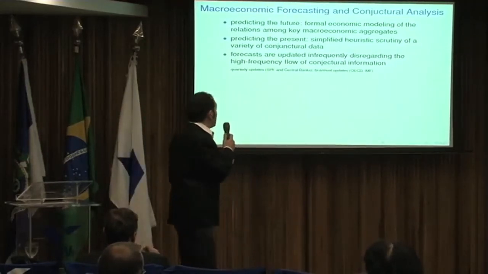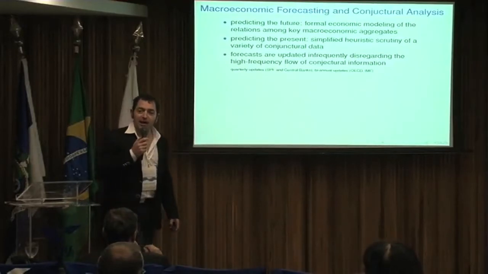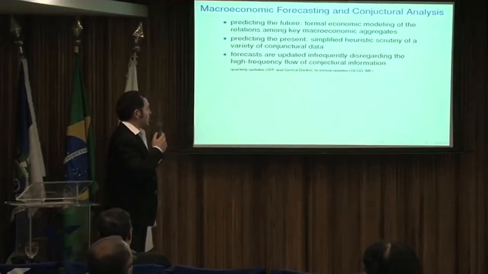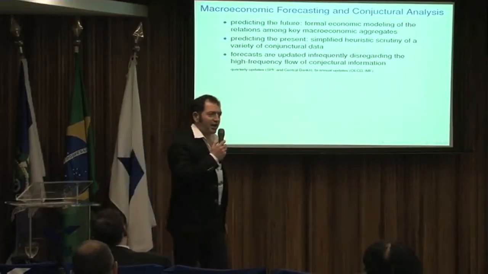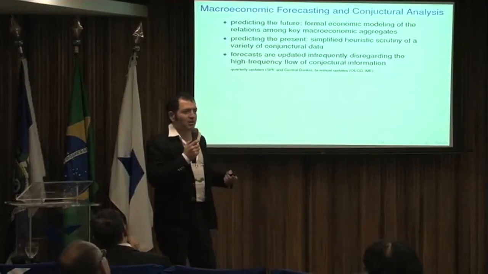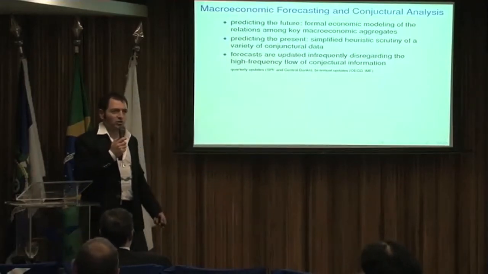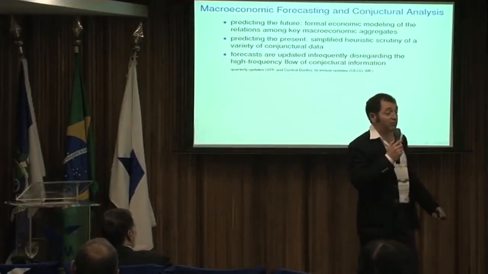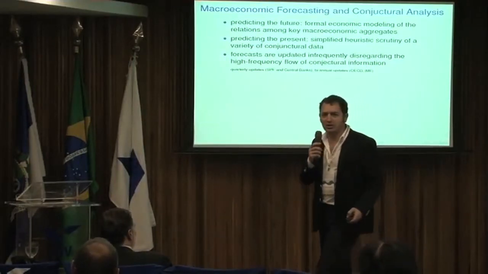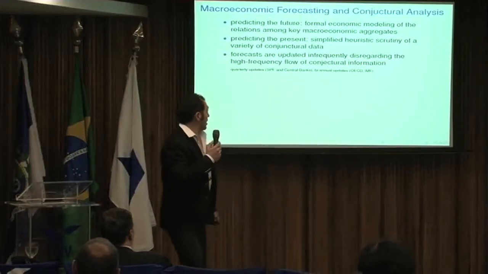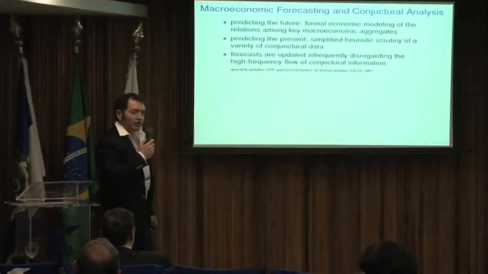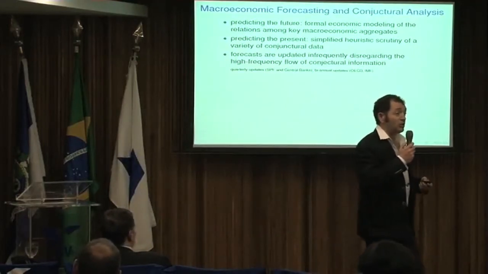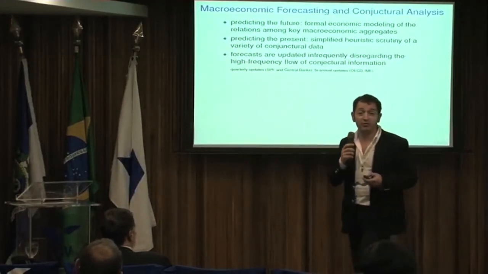Another feature when you look at forecasting is that the forecasts are typically updated infrequently. For example, I think the most frequent forecasts are done at central banks. Typically, forecasts are done every quarter. In the United States, every time there is a round of the FOMC meetings. In Europe, it is done every quarter as well. Other institutions, for example the OECD and the IMF, produce the forecast only twice a year, so semi-annual frequency.